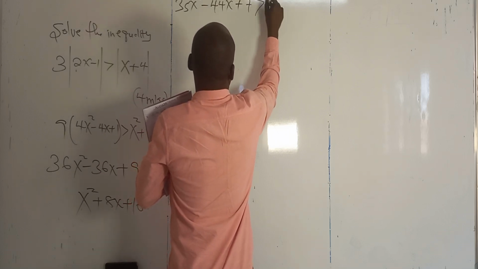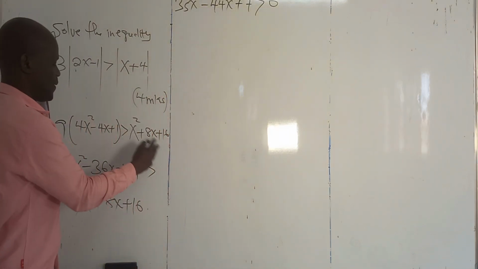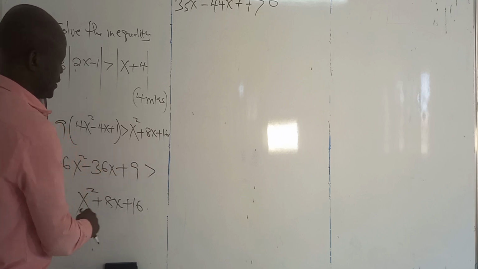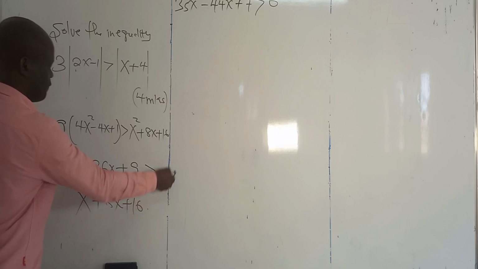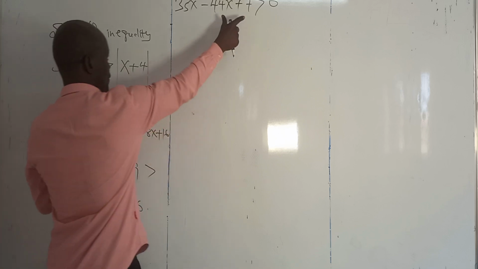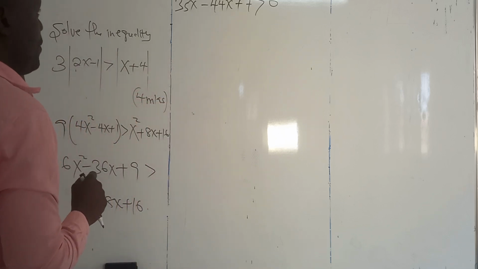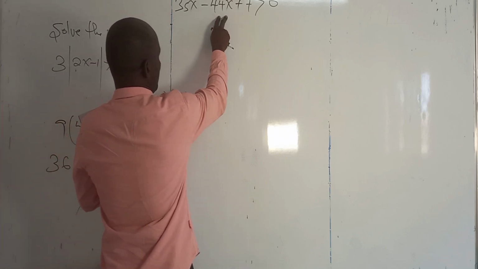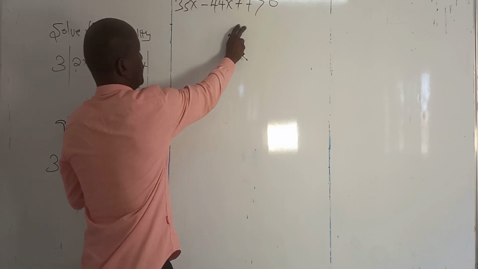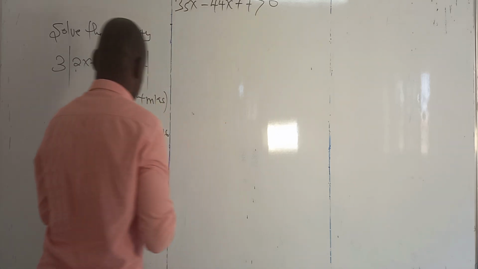It's greater than 0, because I've picked everything from this end. Everything that was on the other side, I've brought to this end, leaving me with 0. So that's where I am. So basically what I have is 35x squared minus 44x plus 7 is greater than 0.